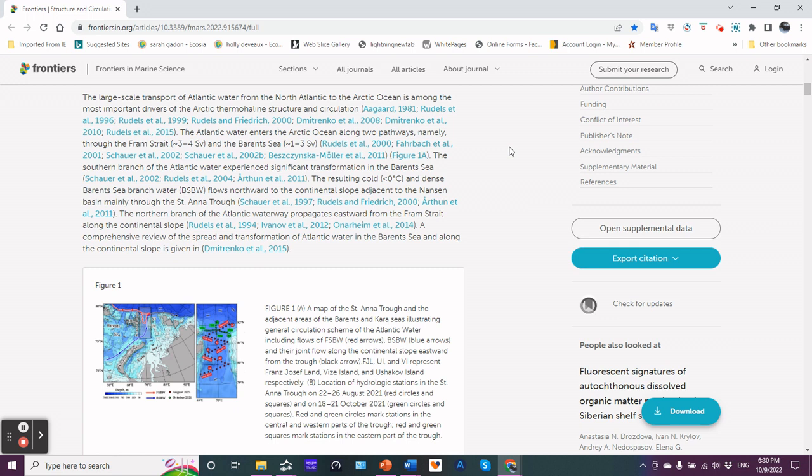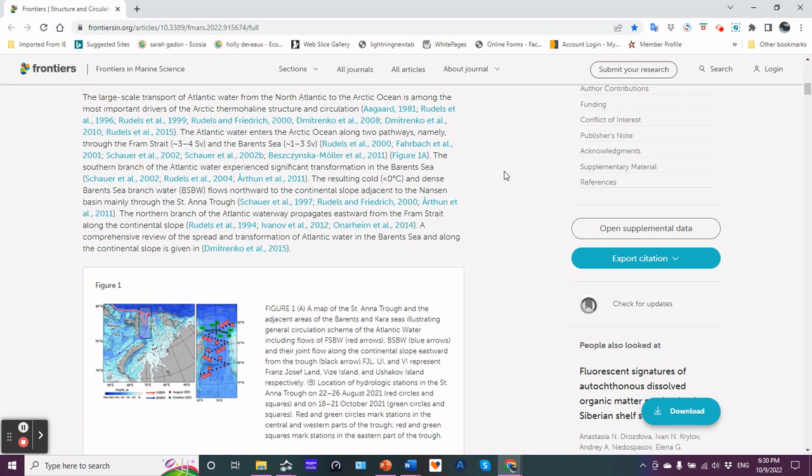The southern branch of the Atlantic water experienced significant transformation in the Barents Sea. The resulting cold, less than 0 C, and dense Barents Sea branch water, right, there's the acronym BSBW, flows northward to the continental slope adjacent to the Nansen Basin, mainly through the St. Anna Trough. The northern branch of the Atlantic water propagates eastward from the Fram Strait along the continental slope.